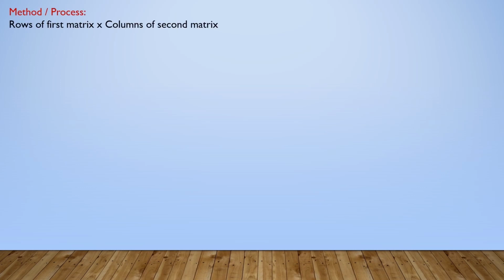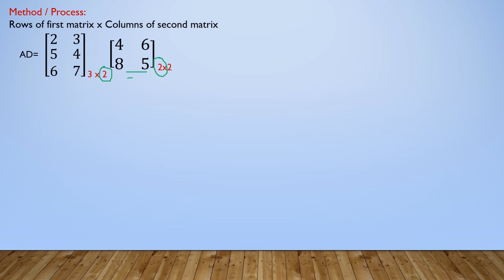Now, what is the method of multiplying two matrices? The method is rows of the first matrix multiply with the columns of the second one. Let's say we have two matrices A and D. How many columns we have in the first matrix? In the first matrix, the columns are 2. How many rows we have in the second matrix? They are also 2. So yes, we can multiply. This is the condition. This is a prerequisite. Now let's do the process.